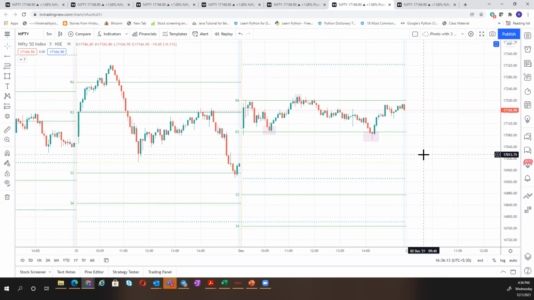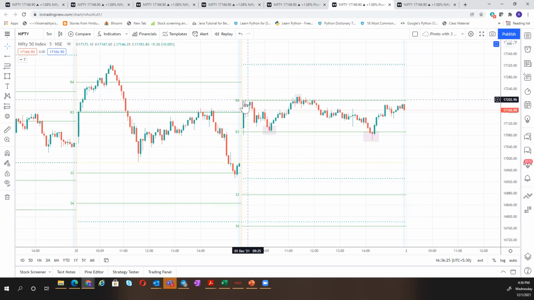Most of the times when you see my charts, there might be a lot of things, but understand that we don't need any of these things. Only pivots is enough for price action. So market goes, takes resistance here because R4 is a selling zone. Okay, it's a sell zone.